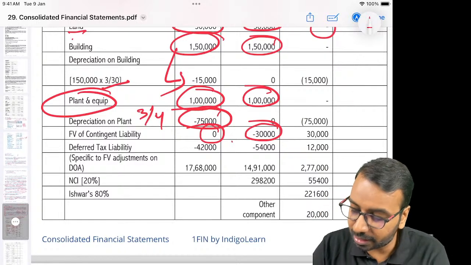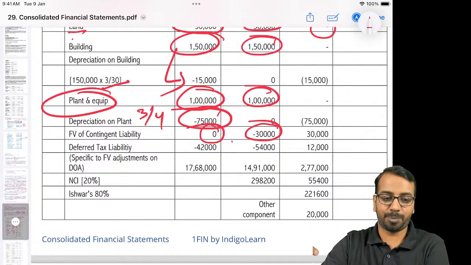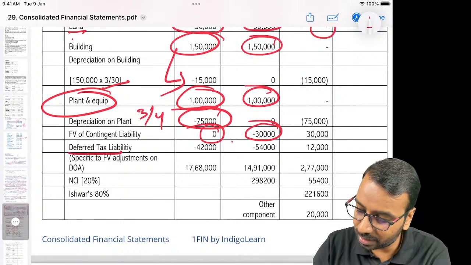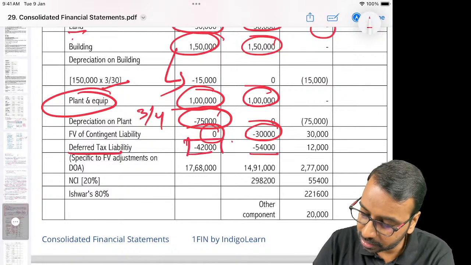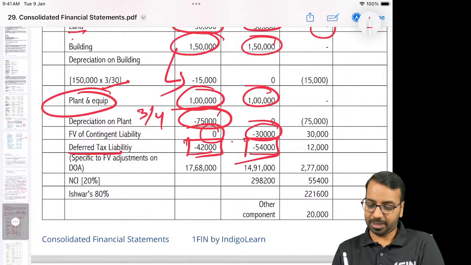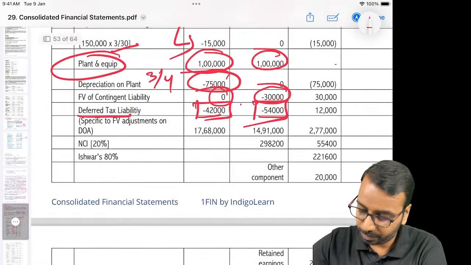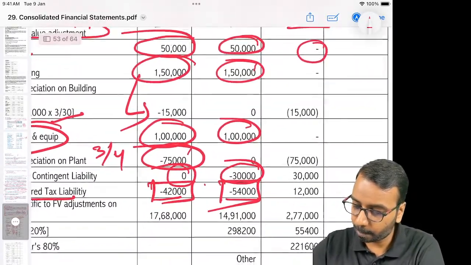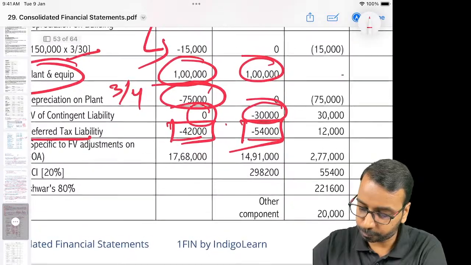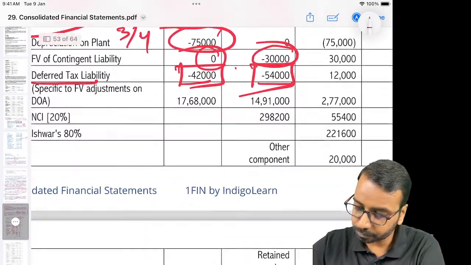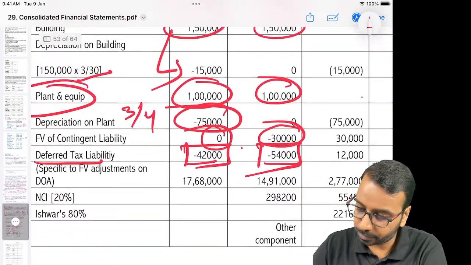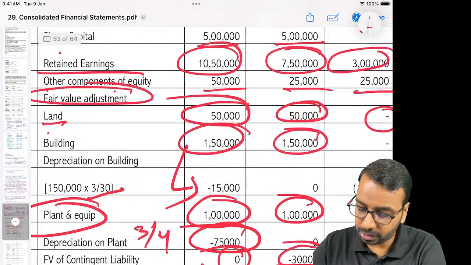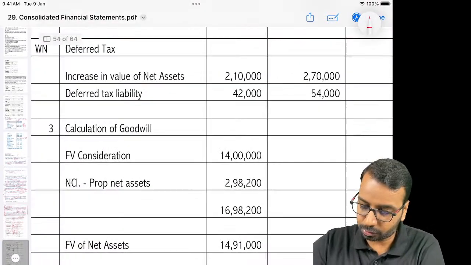Now what will this result in? This will result in post acquisition profits. Deferred tax liability 5442. Now this we have to calculate separately. Okay, so how to calculate separately? I will show it to you. Now here, if you see the fair value assets, or I can just show the calculation.